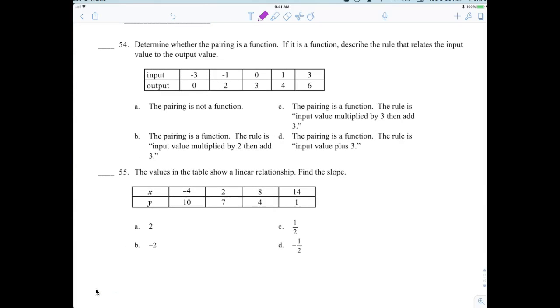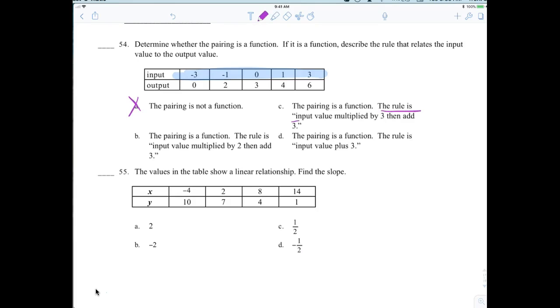Let's take a look at 54. Determine whether the pairing is a function. All we have to do is look at the x values. Are the x values different? It looks like they're all different, right? So it is a function. The pairing is a function. So yes, A is not the answer.